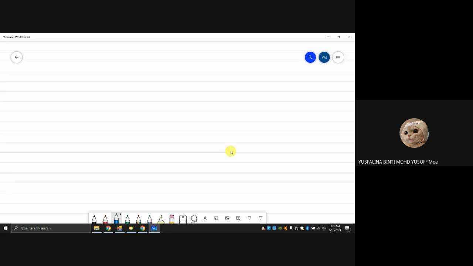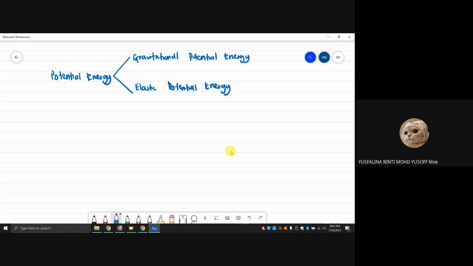Actually, for this chapter, there are three types of energy that you will learn. The first one is the potential energy. There are two types of potential energy. There is gravitational potential energy, and another one is the elastic potential energy. So there are two types.